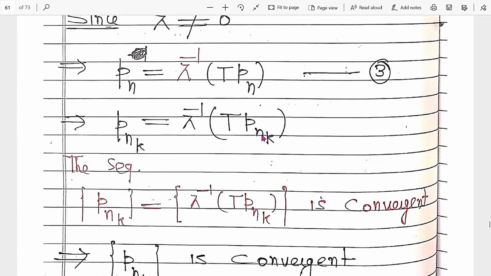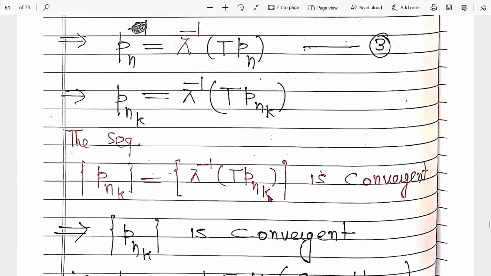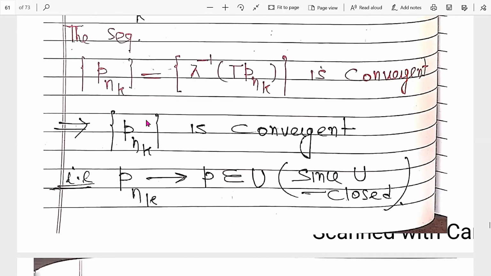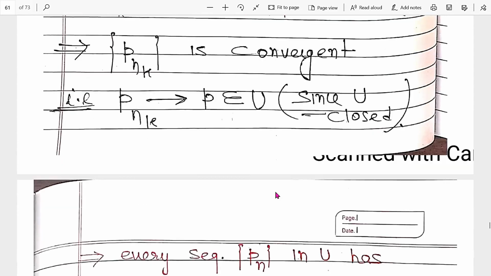Now we know that this sequence is convergent. Then its scalar multiple is also convergent. So the right hand side is convergent, which means the left hand side is convergent. What is this? It is a subsequence of Pn. So this Pnk converges to P belonging to U. Why does P belong to U? Because U is closed, so this is a limit point. Since U is closed, P belongs to U. So this sequence converges to P and P belongs to U.